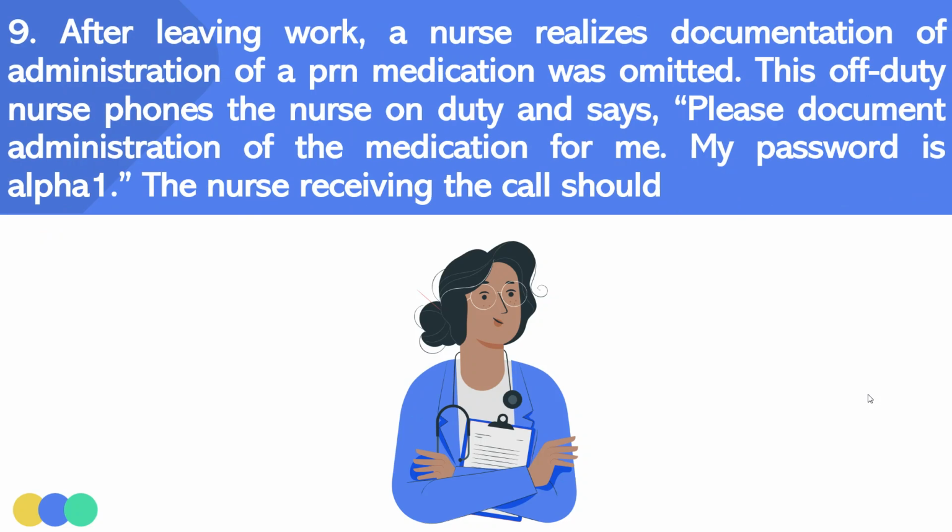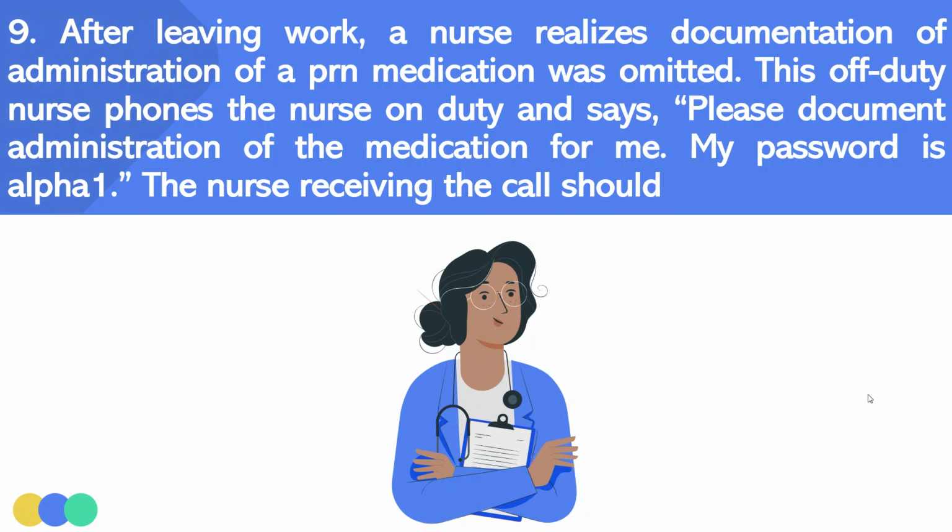Number nine, after leaving work, a nurse realizes documentation of administration of a PRN medication was omitted. This off-duty nurse phones the nurse on duty and says, "Please document administration of the medication for me. My password is Alpha 1." The nurse receiving the call should A. Fulfill the request promptly. B. Document the caller's password. C. Refer the matter to the charge nurse to resolve, or D. Report the request to the patient's healthcare provider.